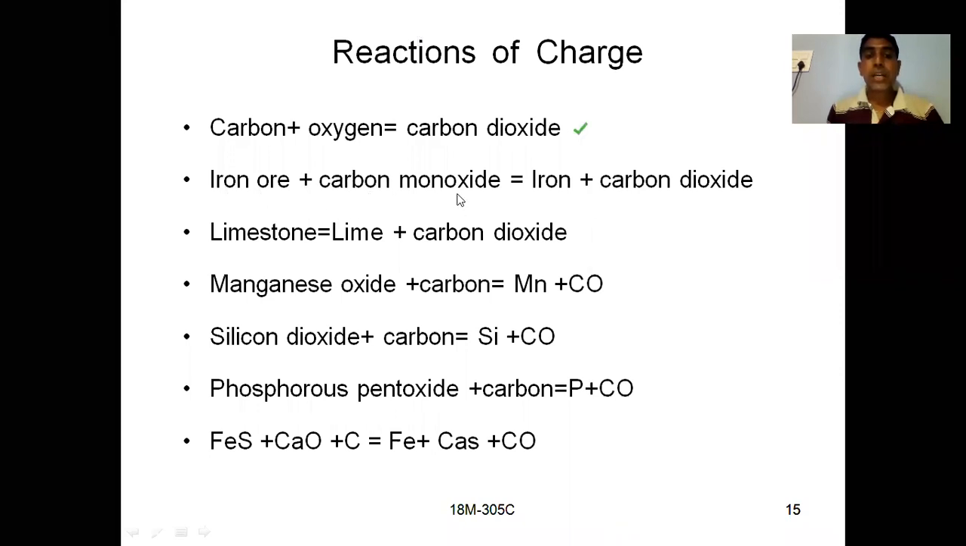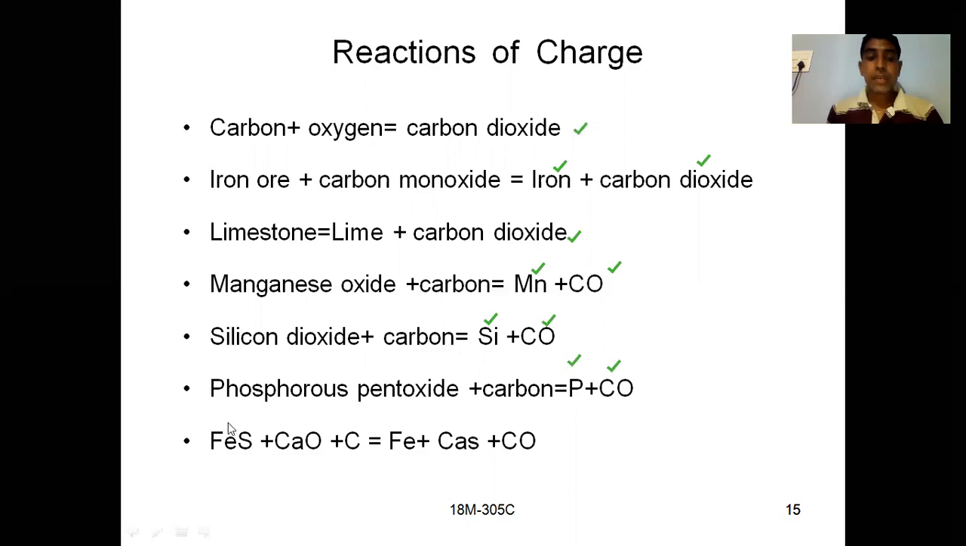This iron ore and carbon monoxide will react, and you are getting iron and carbon dioxide. And limestone will decompose into lime and carbon dioxide in the third reaction, and manganese oxide and carbon react, and you will get carbon monoxide and manganese. And here silicon dioxide and carbon, that means these are the impurities, so it reacts with carbon and you will get silicon and carbon monoxide. And phosphorus pentoxide and carbon give phosphorus and carbon monoxide.